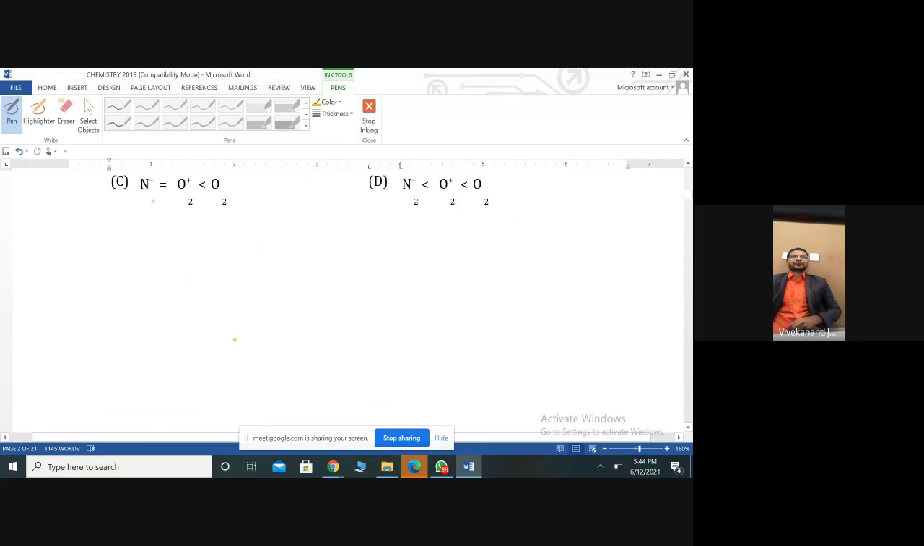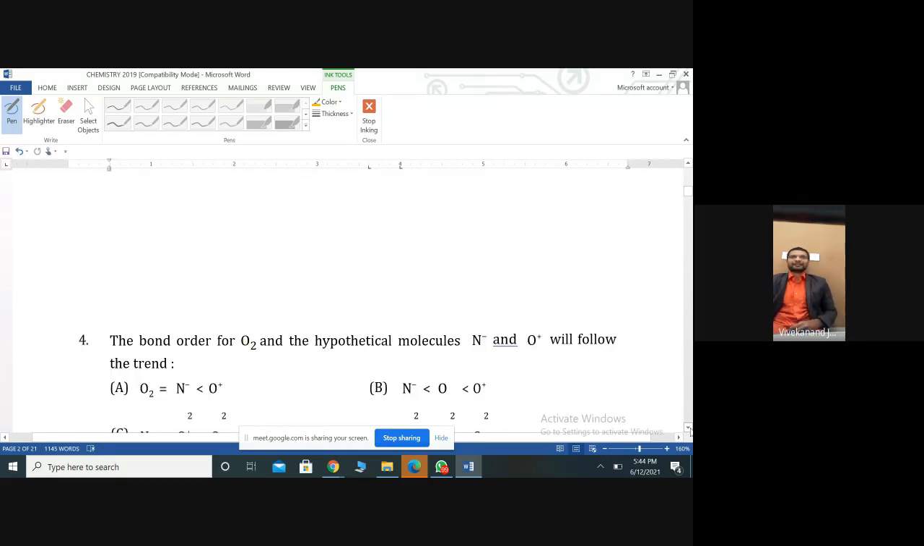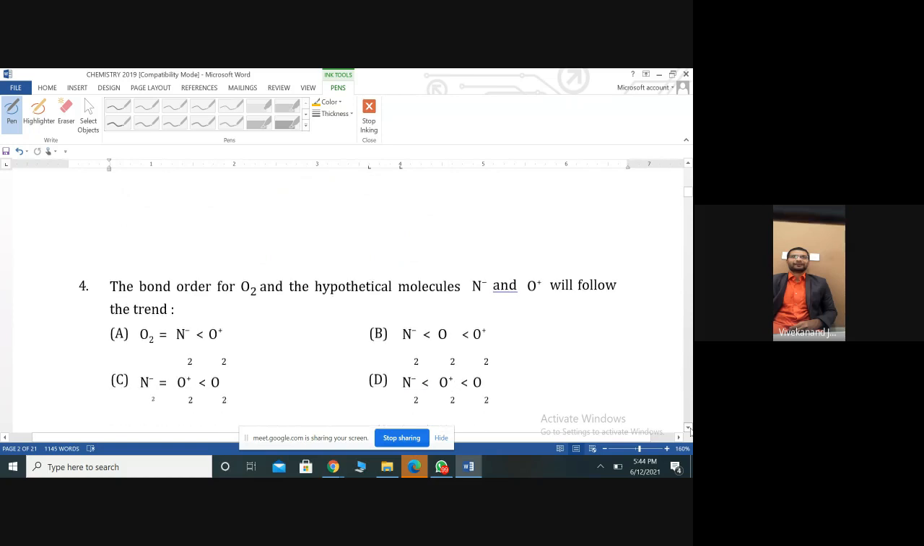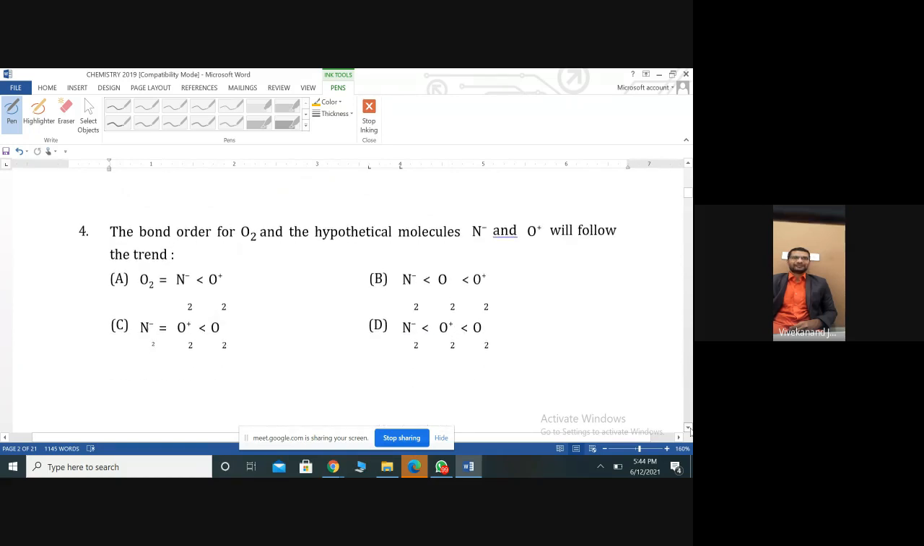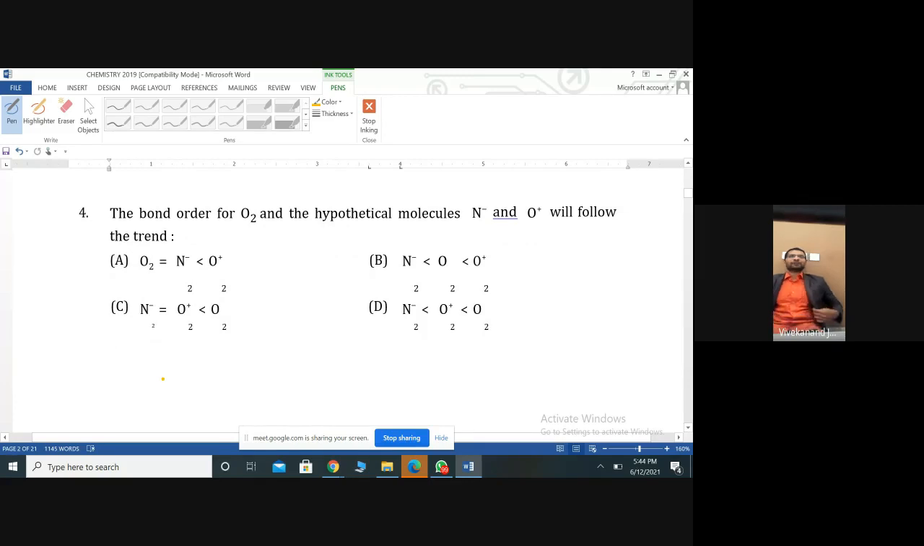Okay. Now the next interesting question comes into the picture. Every year there are 2 to 3 questions on this. They are asking for the bond order of O2.